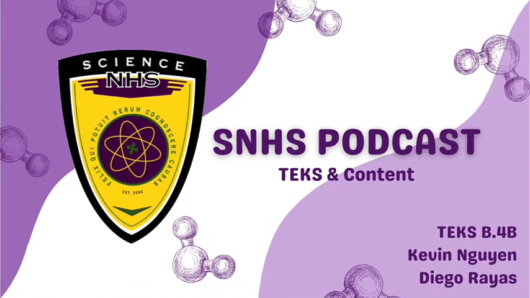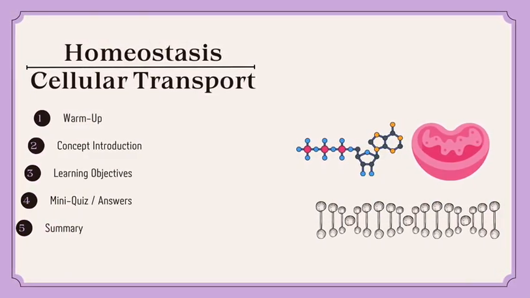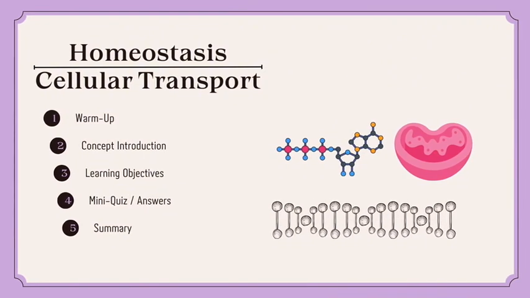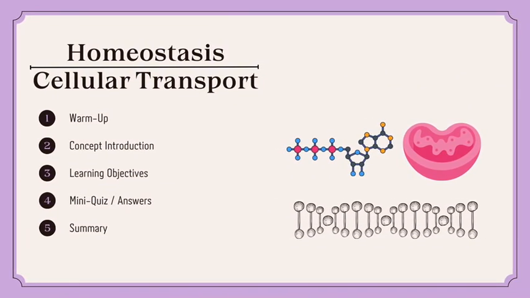Today, we'll be going through the B.4b teaks. The teaks B.4b we'll be going over is homeostasis and cellular transport. This is our contents page, and we'll be going through the warm up, the concept introduction, learning objectives, the mini quiz and the answers, and the summary.